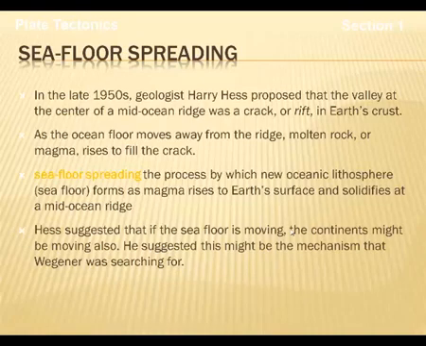Hess proposed that if the seafloor is actually moving and spreading and diverging away from a central location, that if this was occurring at the mid-ocean ridge, then the plates may be as well, along with the continents. So the continents may be moving apart from this central mid-ocean ridge as well. And so he suggested that this may be the mechanism that Wegener was looking for.